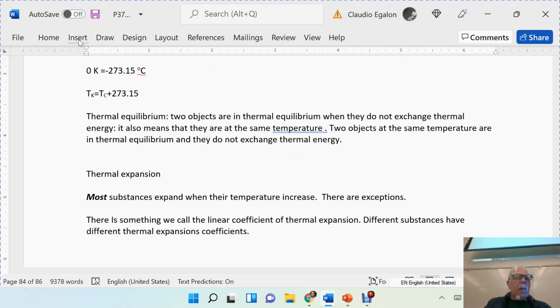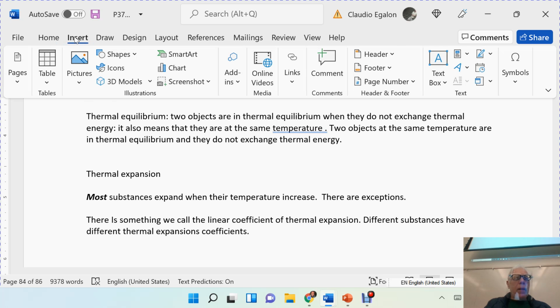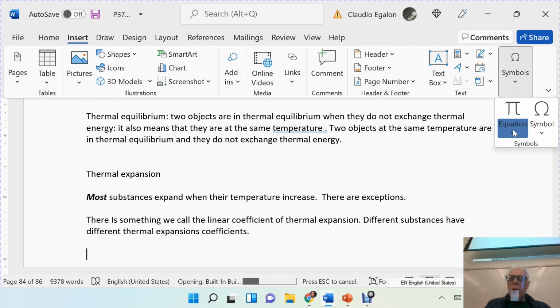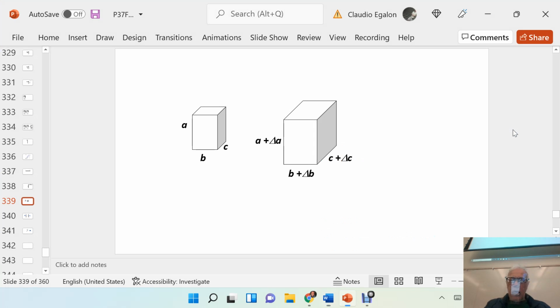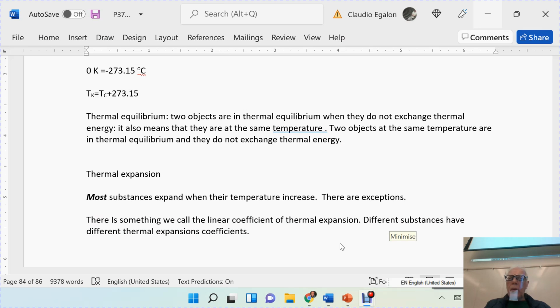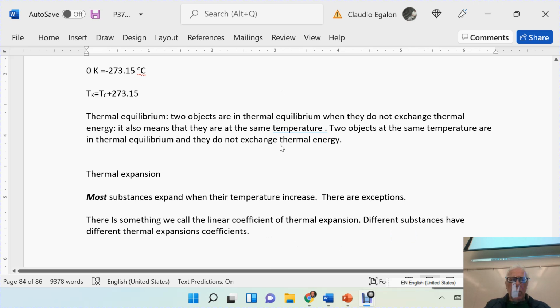Okay, we do know that the higher the temperature change, the more expansion we end up getting. So it's going to be something like that. We go equation. Huh, what happened? I have to copy from somewhere. What's going on here?